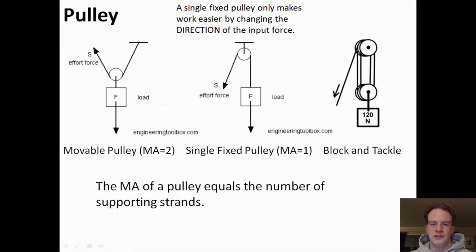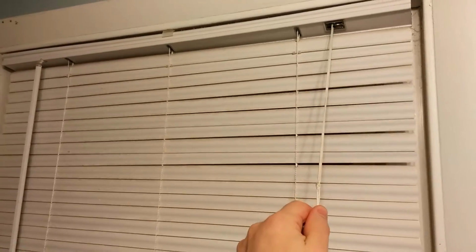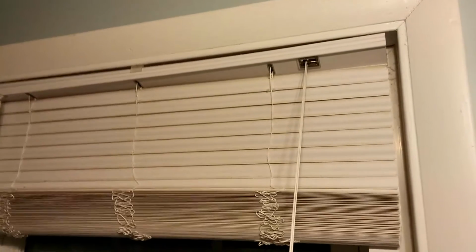And we know the mechanical advantage of a pulley by the number of supporting strands. Here we only have one. Here we have 1, 2. And over here we have 1, 2, 3, 4 supporting strands. And that's the mechanical advantage. That's how many times that effort force is multiplied by, or how much lighter this load becomes. Window blinds are a great example of a pulley. When I pull down on the string, the blind goes up.